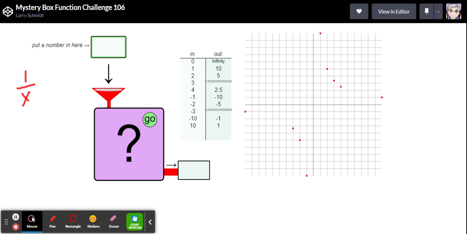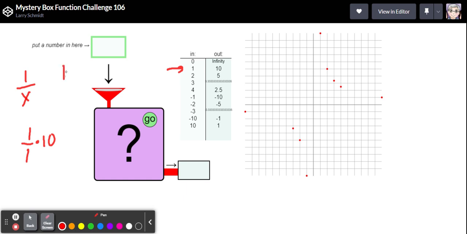Well, I think the place to look is when you put in 1. So when we put in 1, we got out 10. So if I put in 1 for x and 1 over x, 1 over 1 would just be 1. What would you multiply by to get 10? Well, you'd multiply by 10. And we can rewrite this then as just 10 over x. I've multiplied 1 over x by 10. Let's try this. This is my guess.